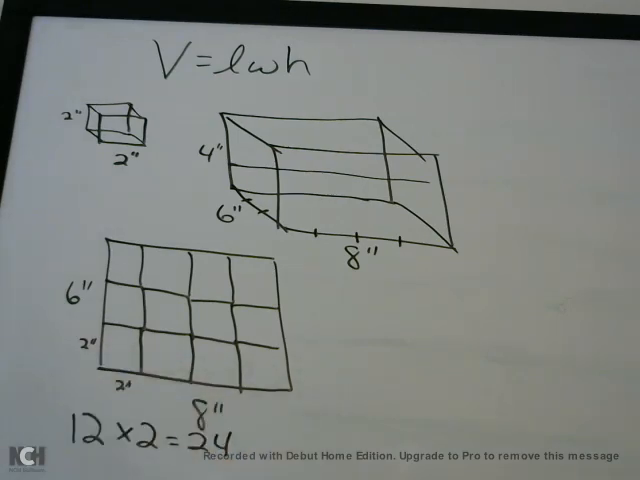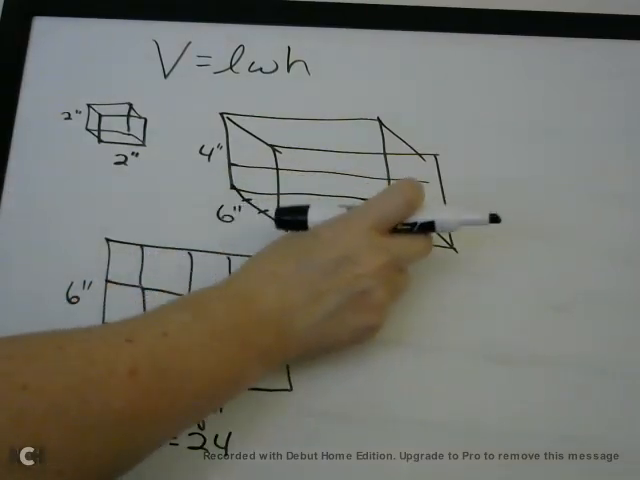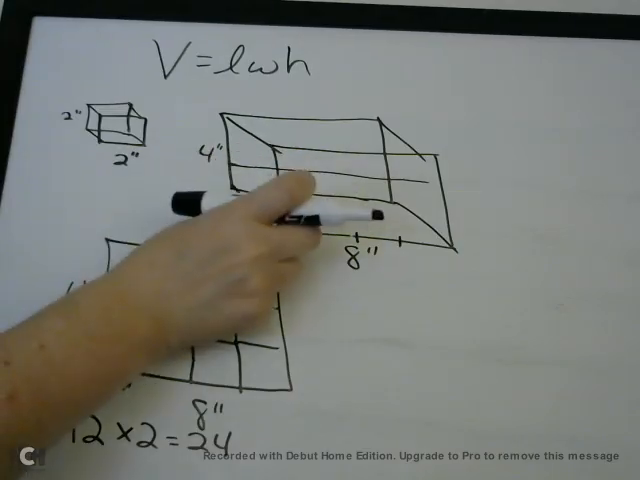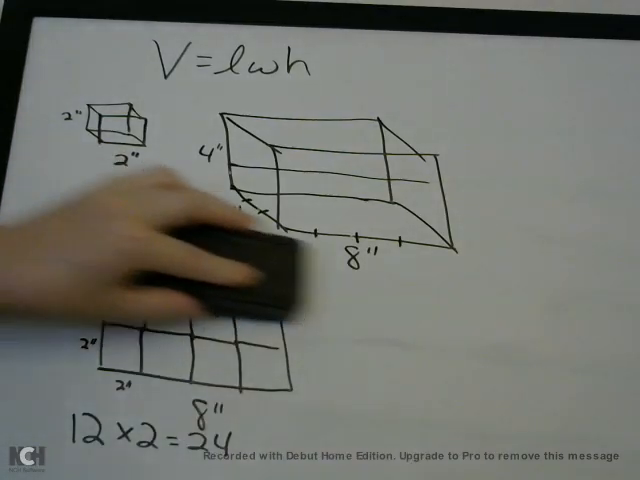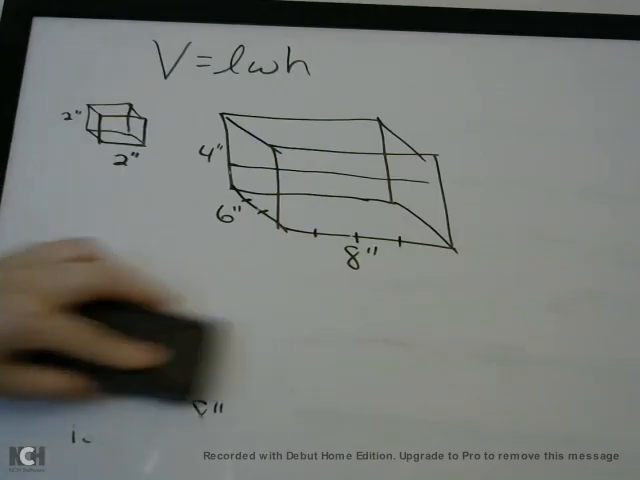So that's just a way to kind of figure it out logically. Just think, okay, how many blocks can I go this way, and then how many blocks can I go this way, and then how many can I stack on top of each other. Now, let's try and do this mathematically. Remember, we got 24 blocks total.